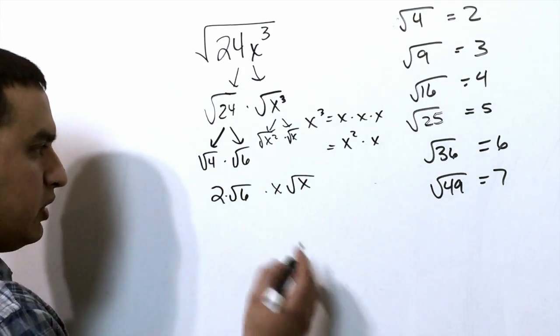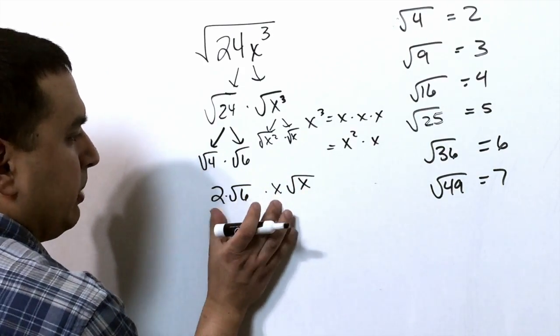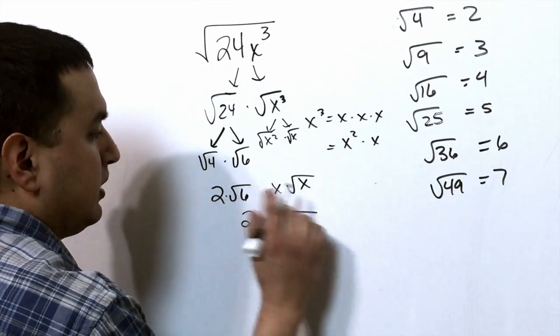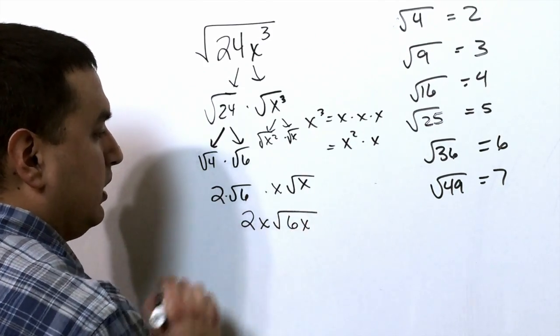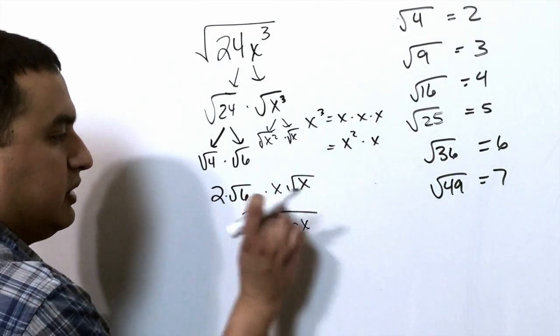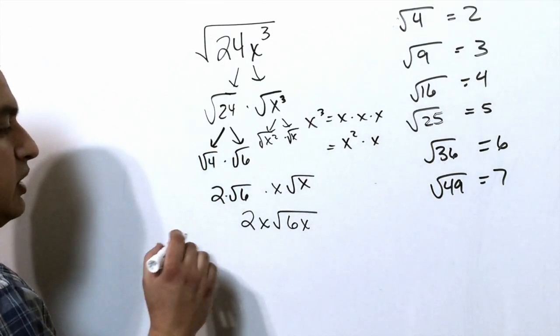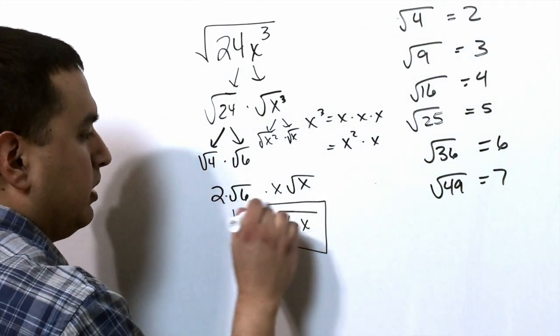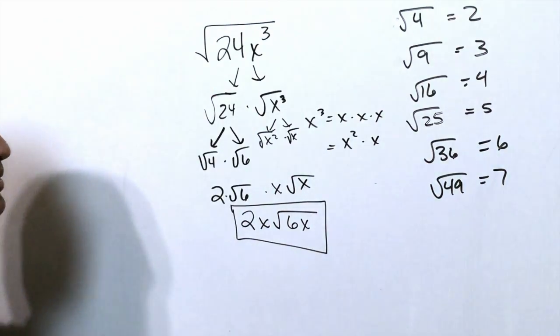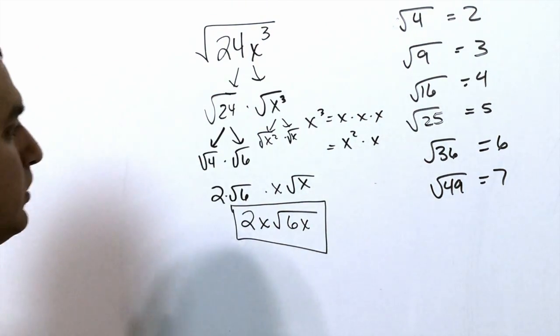So what we usually do is I can go ahead and combine the outside numbers. I'll put those two together, and then the 6 and the x just stay on the inside. I can multiply those two together and put them back inside the same square root symbol. So this would be the simplified radical form of the square root of 24 x to the third power.